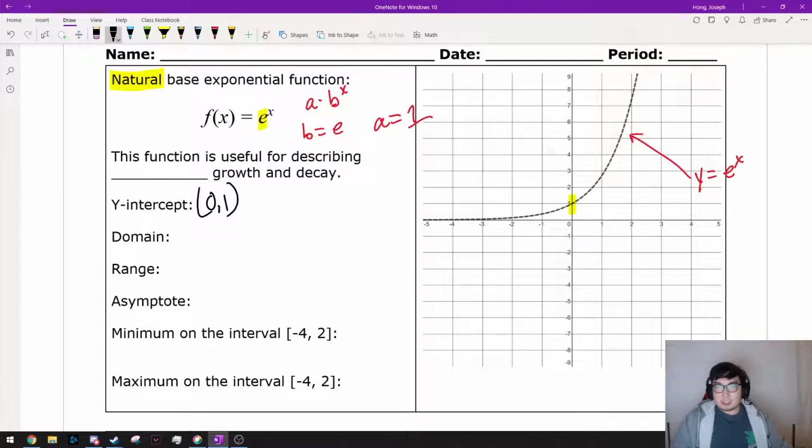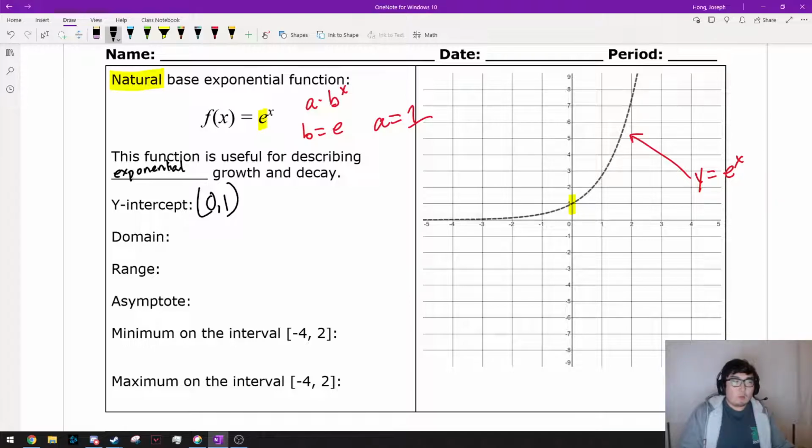This function is useful for describing exponential growth and decay. So the significance of E is more applied in real world calculations, such as investments and appreciation of a car, depreciation of a car, your house investment, et cetera.